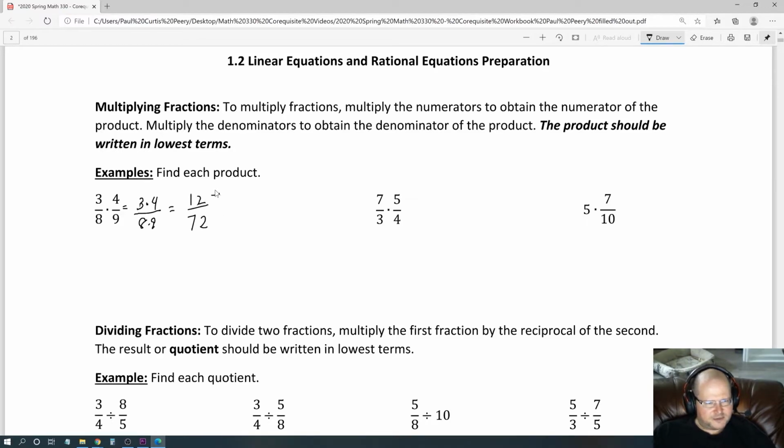Now at that point, we could simplify it using the GCF. So the greatest common factor in this case would simply be a 12. So 12 divided by 12 is a 1, and 72 divided by 12 would be a 6. So you end up with 1/6.